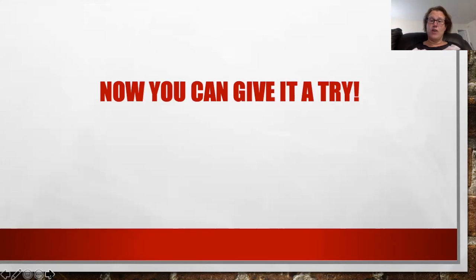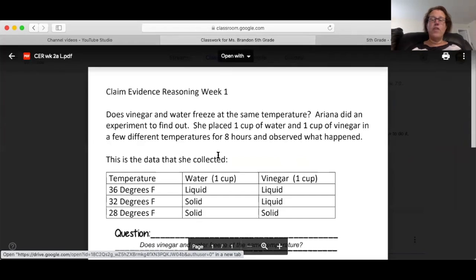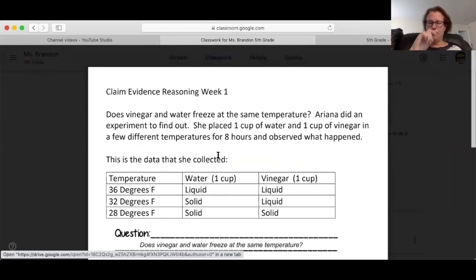Now you can give it a try. Let's look at today's CER. So this is the one you have to do, okay? Claim evidence reasoning week 1. This is going to be the first one. Does vinegar and water freeze at the same temperature? Ariana did an experiment to find out. She placed 1 cup of water and 1 cup of vinegar in a few different temperatures for 8 hours and observed what happened. This is the data that she collected.